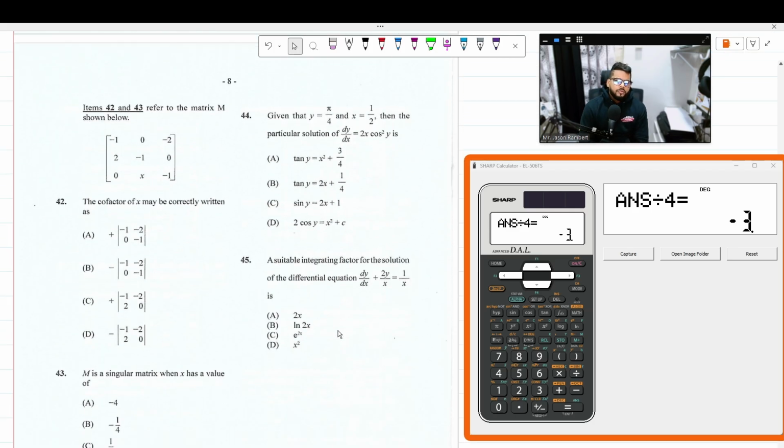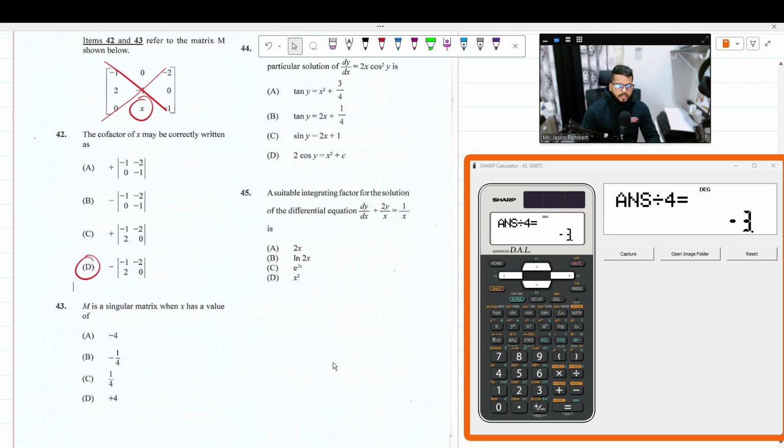42 and 43 refer to the matrix below. The cofactor of x may be correctly written as. So I know for cofactors, minus 1, 2, minus 2, 0. Minus 1, 2, minus 2, 0 is either of these two. These are going to be positives. This is going to be a negative. A negative has to multiply by that, right? So the answer is going to be D.